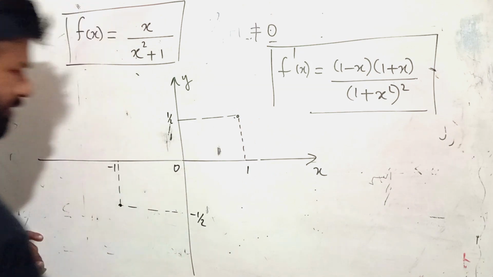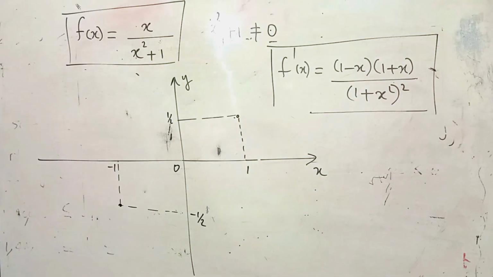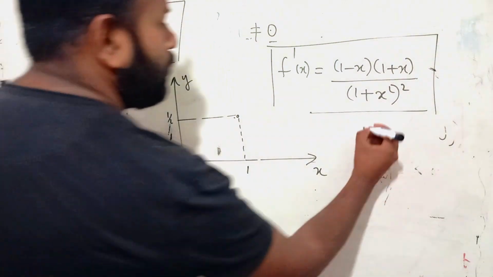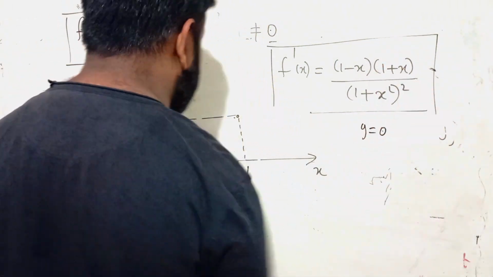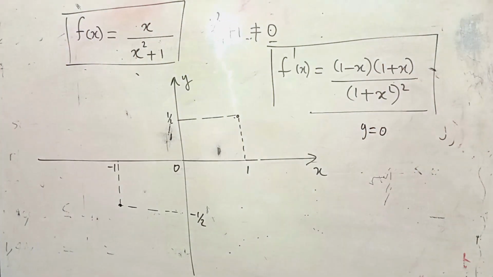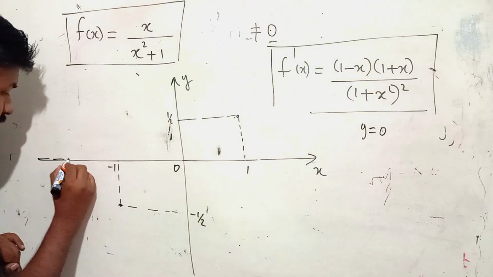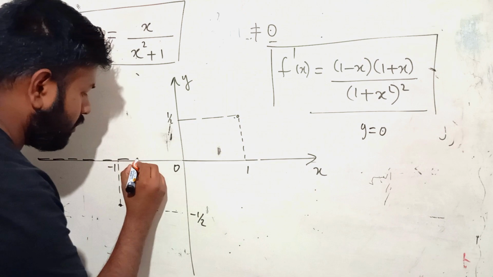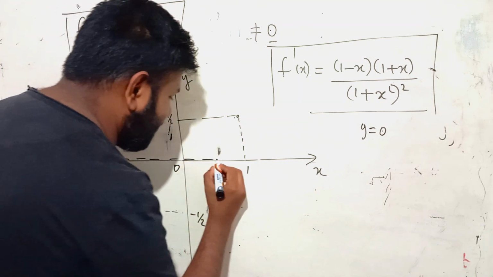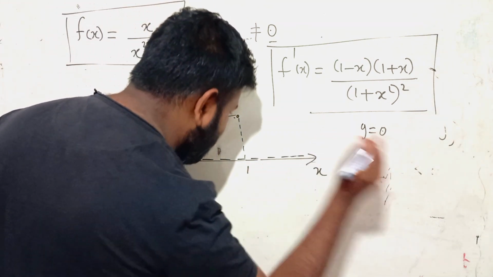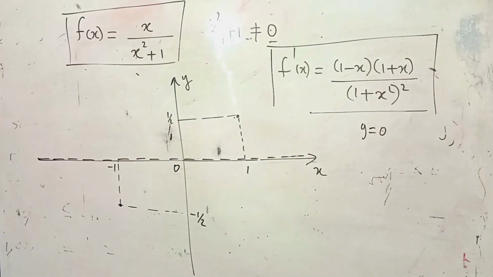Okay, fine. So that's an asymptote. What is the asymptote? y is equal to 0 is a horizontal asymptote. What is y is equal to 0? y is equal to 0 means the x-axis. The x-axis is a horizontal asymptote. So you have to draw a dotted line like this. This is a horizontal asymptote.